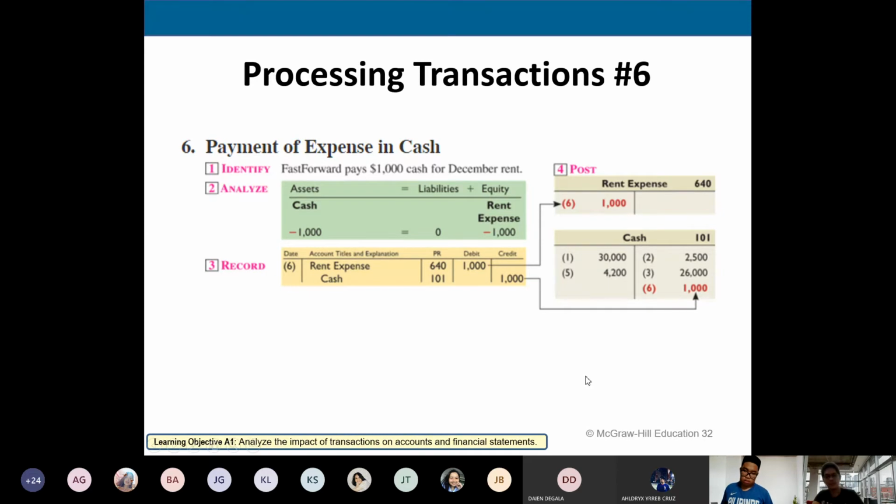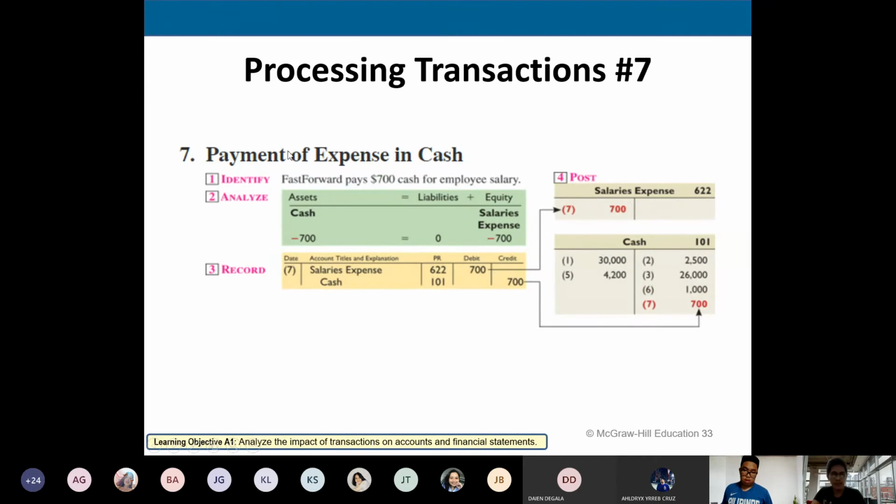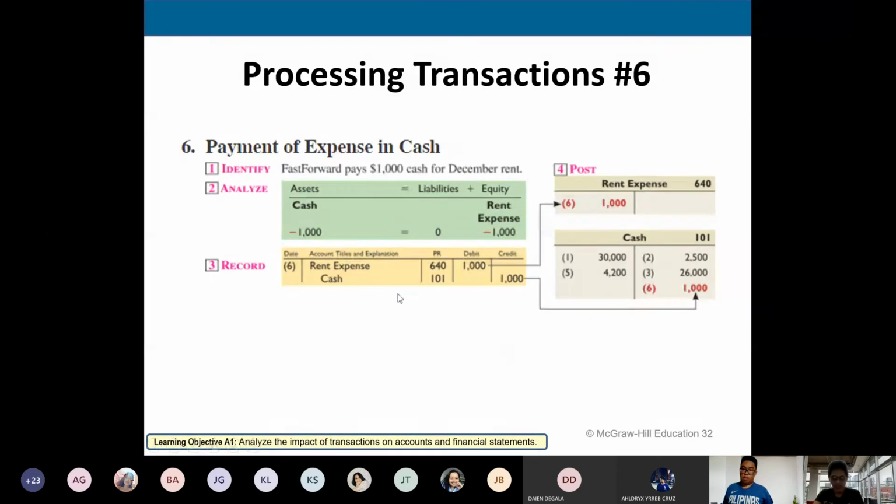Next tayo. Payment of expense in cash. Kanina, ang form ng expense natin is rent expense. Tama? Ngayon naman, nagbayad tayong salary. Okay, so anong entry natin for the payment of salary? Cash pa rin ha. Debit, salaries expense, credit, cash. Tama?